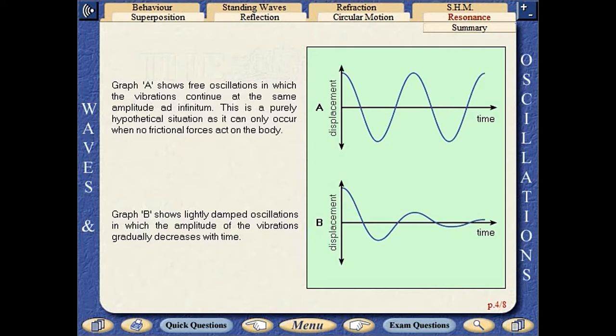Graph A shows free oscillations in which the vibrations continue at the same amplitude ad infinitum. This is a purely hypothetical situation, as it can only occur when no frictional forces act on the body. Graph B shows lightly damped oscillations, in which the amplitude of the vibrations gradually decreases with time.